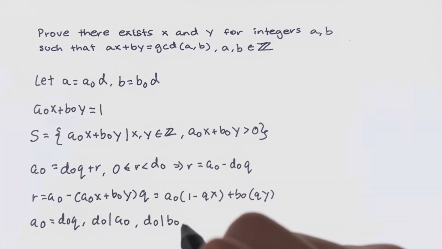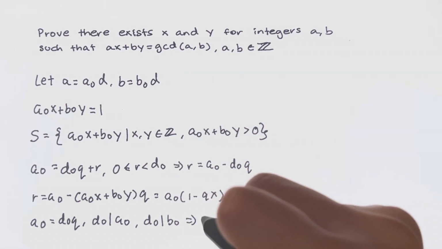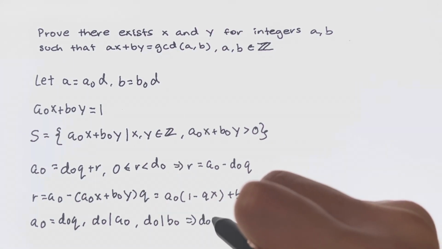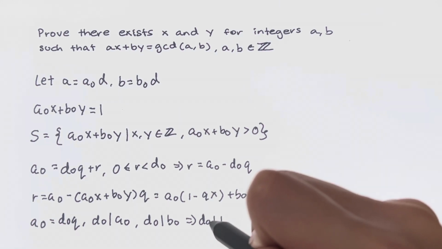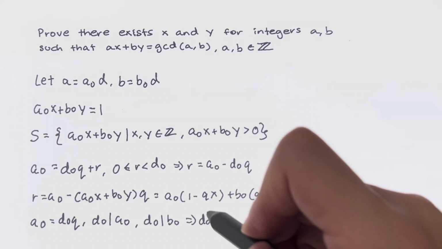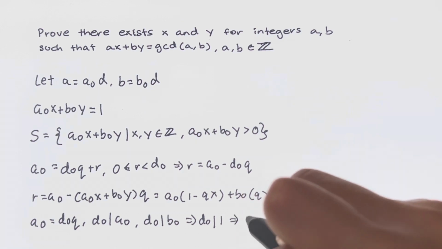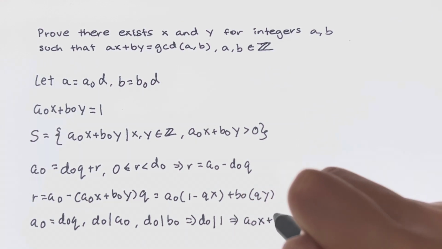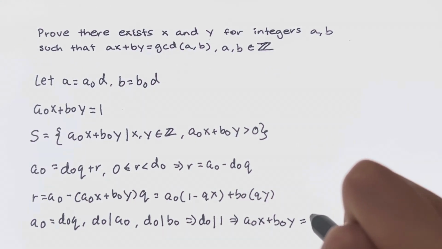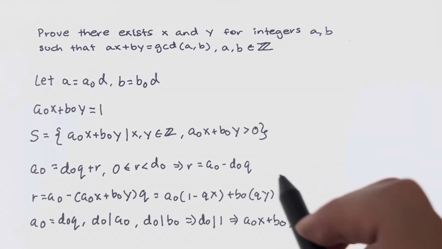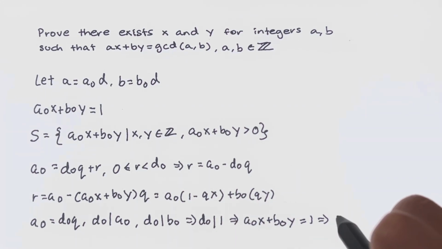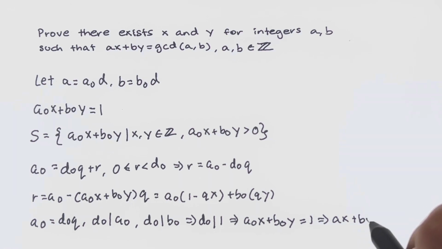Hence, d0 divides the GCD of a0 and b0. So we have d0 divides 1, meaning that because d0 is positive, it must be equal to 1. So we have a0x plus b0y equal to 1. Multiplying by d will give us ax plus by equal to d, or ax plus by equals the greatest common divisor of a and b. And that's how you prove Bezout's lemma.